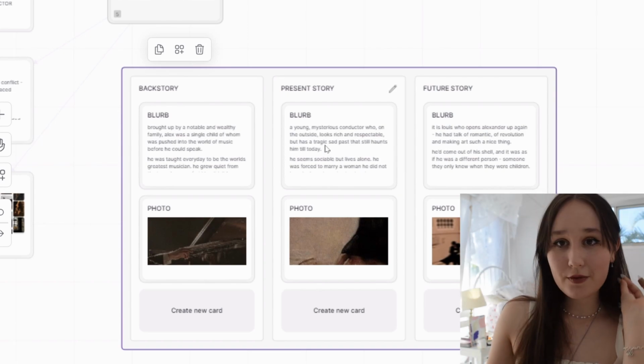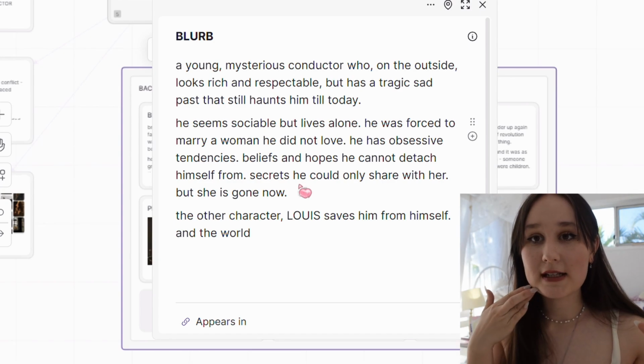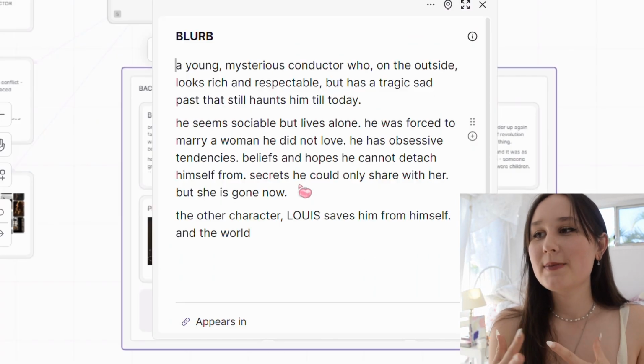But let's move on to present story. So of course, this is where the character starts the book. This is who the character is right now. And as you can see, this is the blurb. So Alex is a young mysterious conductor who on the outside looks rich and respectable, but has a tragic past. He seems sociable, but lives alone. He was forced to marry a woman he didn't love. And he has obsessive tendencies.